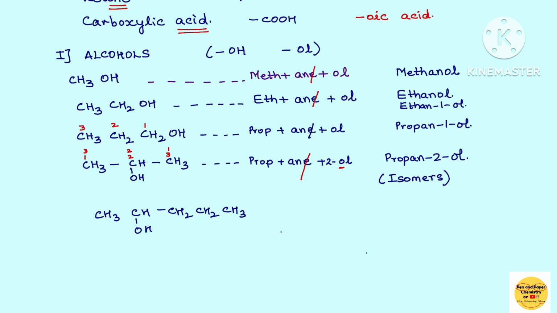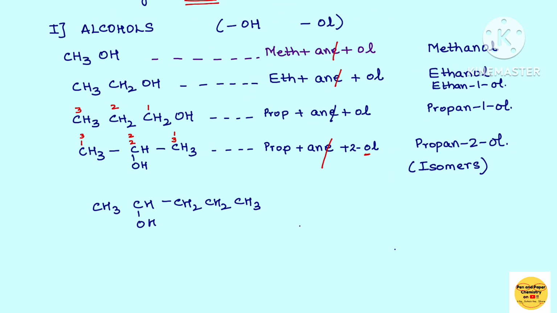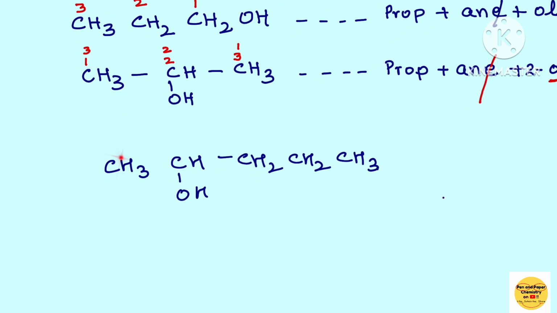Did you get it? Okay, let's start again. Naming this organic compound. 1, 2, 3, 4, 5. There are 5 carbon atoms in one continuous chain. Remember, when there is no bond shown between the carbon atoms, it means a single bond only. So I'm going to number it.